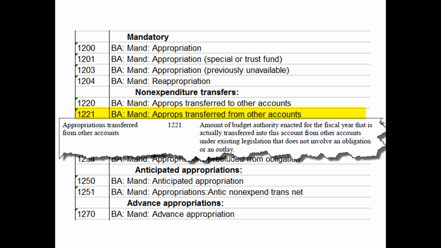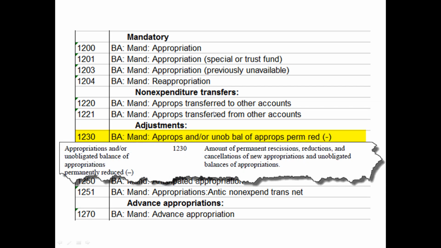In the adjustment section, line 1230 is the amount of permanent rescissions, reductions, and cancellations of both new appropriations and unobligated balances of appropriations. You may recall that in the discretionary section there are two separate lines for these rescissions, 1130 for new authority and 1131 for unobligated balances. That's because scoring rules for discretionary rescissions are different from mandatory rescissions.